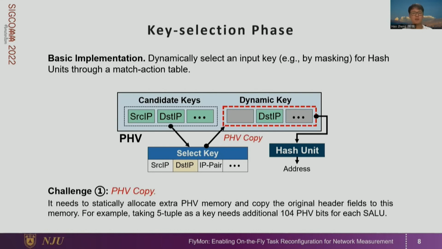However, there is a critical overhead on PHV occupancy. We name the overhead as PHV copy. If we want to support 5-tuples as a key, we must statically allocate additional 104 bits in PHV for each CM unit. However, PHV is a precious resource in RMT hardware.